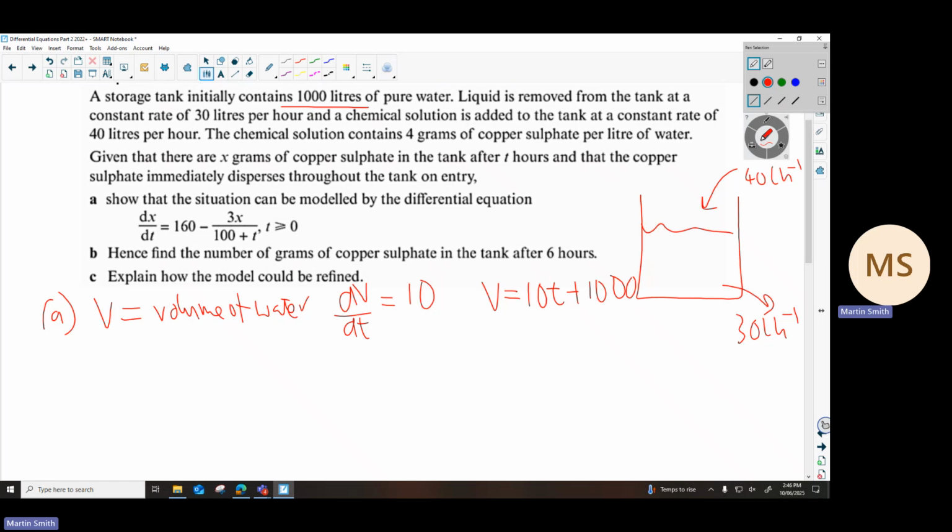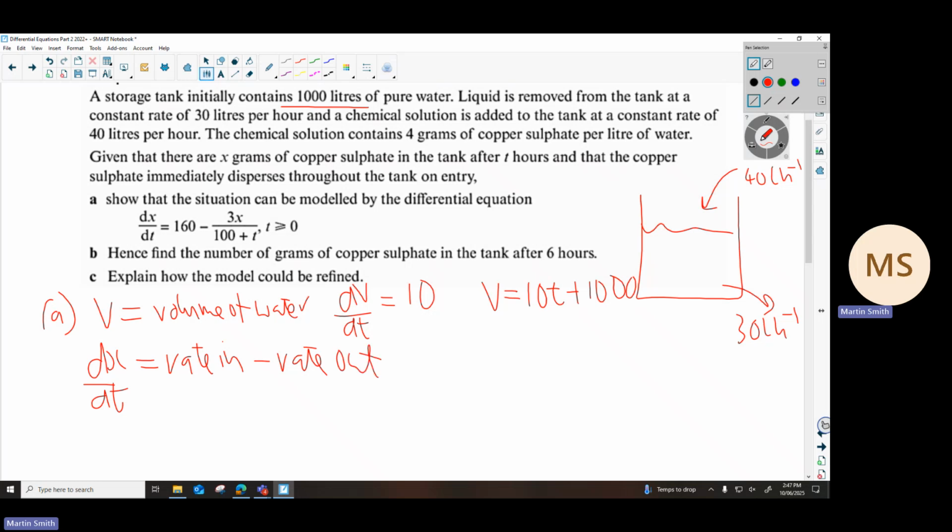Then, how can I come to the fact that this thing here? So what about dx by dt? The reason that the amount of copper sulfate is changing is it's increasing because of the water flowing in, but it's decreasing because some water flowing out will contain copper sulfate in it. So what I can say is the net result is that dx by dt, the rate of change of x, is equal to rate in minus rate out. And that's going to lead to these two terms here.